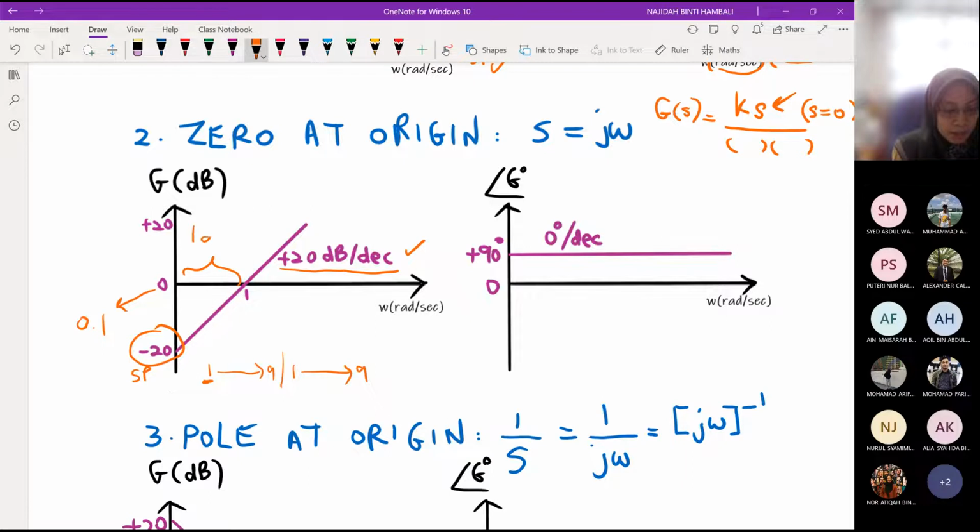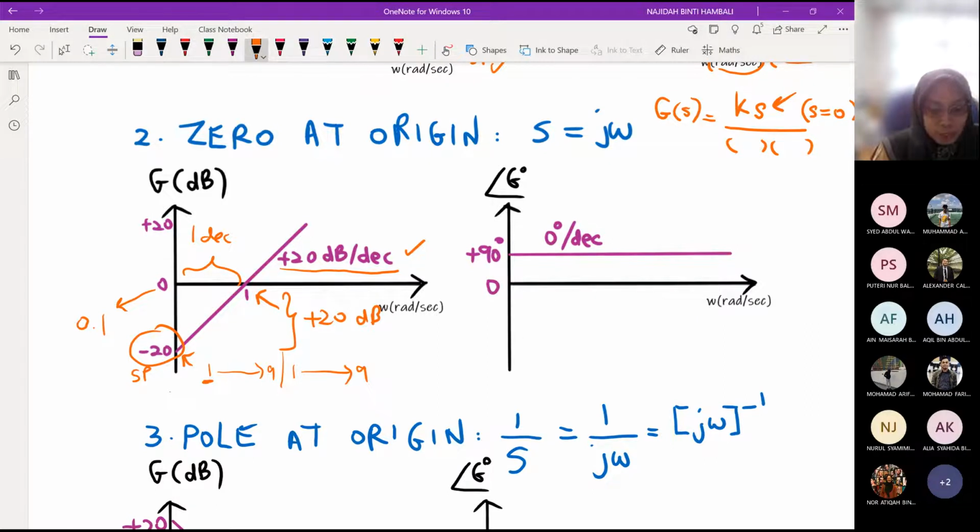this is 1 decade. Clear? From this point to this point, the increment is positive 20 dB. So for that slope, you calculate the slope for each decade, for one decade, from 0.1 until 1, the slope is positive 20 dB. Any questions so far? Understand? Slope.